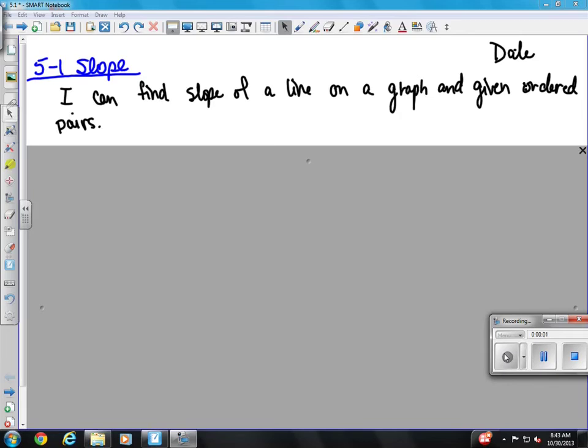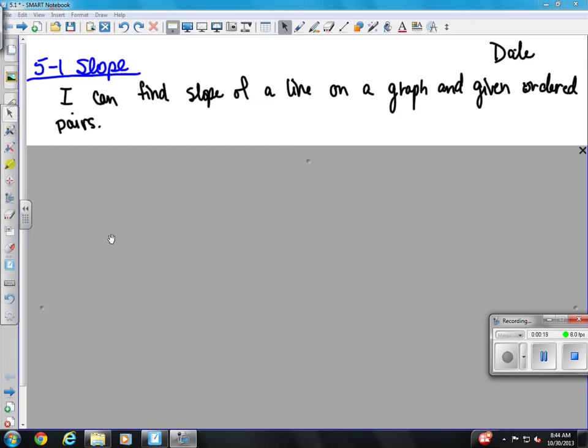Welcome to Chapter 5. This first section is 5.1, and it's slope. Go ahead and put today's date up in the top right hand corner. And the target for this lesson is that I can find slope of a line on a graph and given ordered pairs.